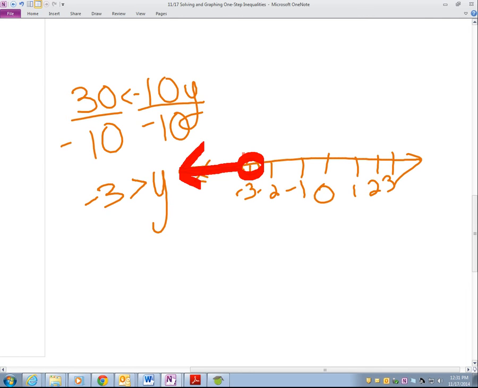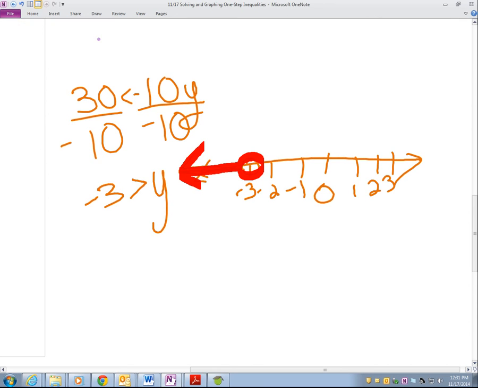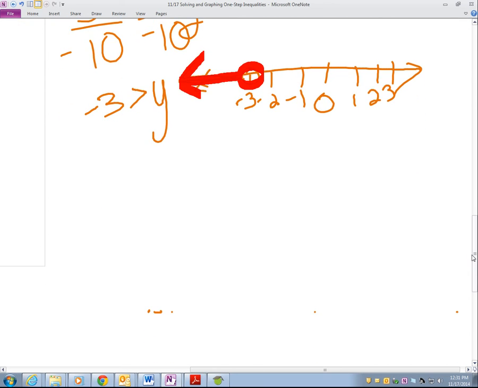And if I wanted to hold it true with my way of seeing the symbol, I just move this guy over here, flip that symbol again, negative 3. Now I can see it as being clearly y is less than negative 3.